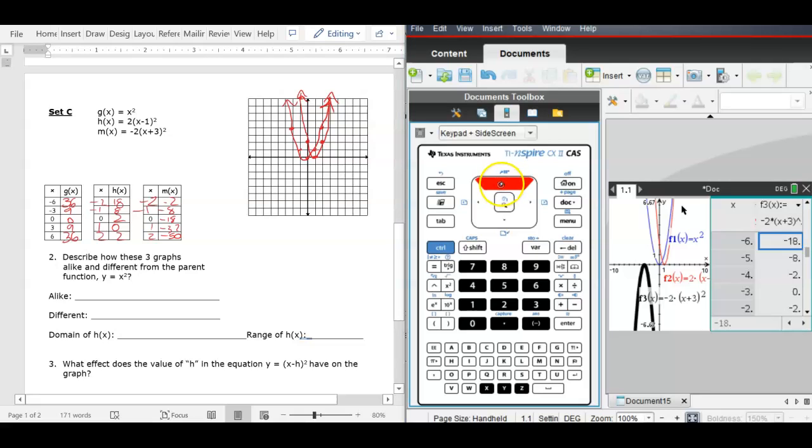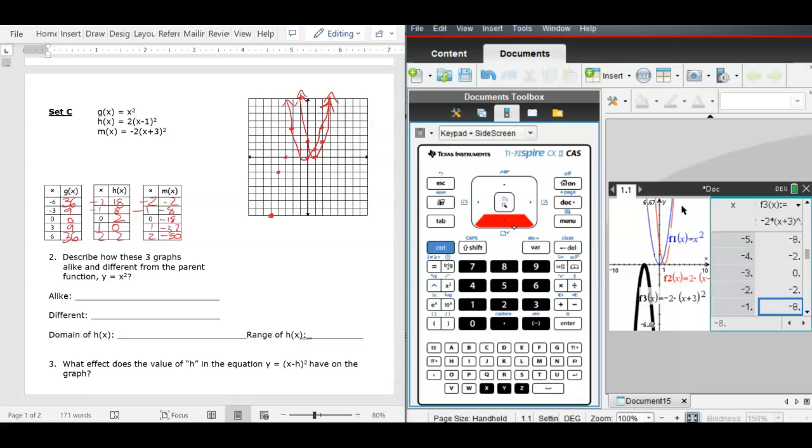So what we want to do is get these good points, okay? So let's go ahead and plot these. Negative 5, negative 8; negative 4, negative 2; negative 3, 0; negative 2, negative 2; negative 1, negative 8. All right, so you got this narrow parabola off to the left.